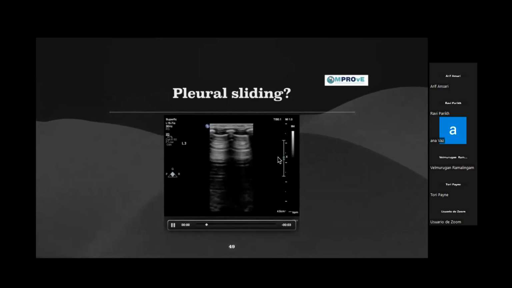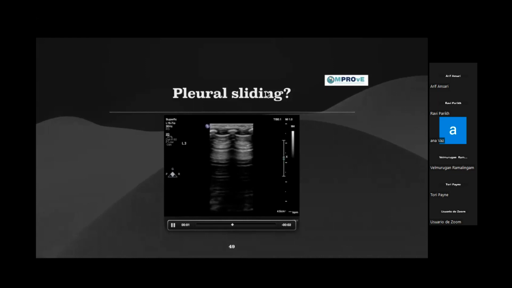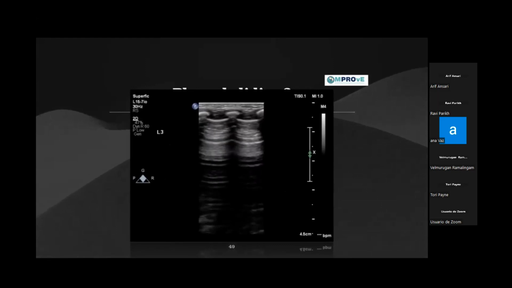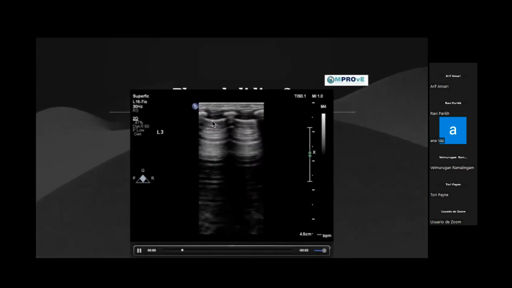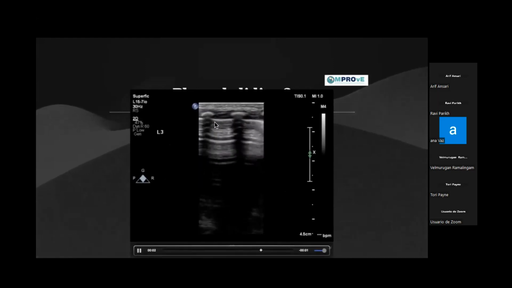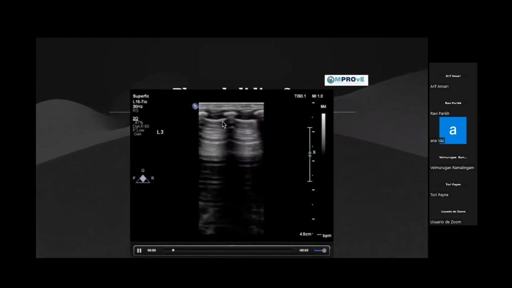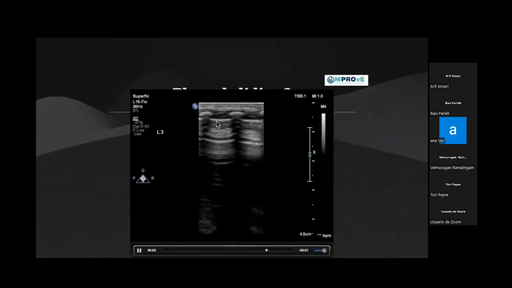Pleural sliding. Is pleural sliding present here? Yes, there's pleural sliding present. You can see the shimmering effect on the pleura. I'm just focusing here, zooming in. So you can see the shimmering effect of the pleura. You cannot differentiate parietal and visceral pleura, but you can see the shimmering effect. They're rubbing against each other.